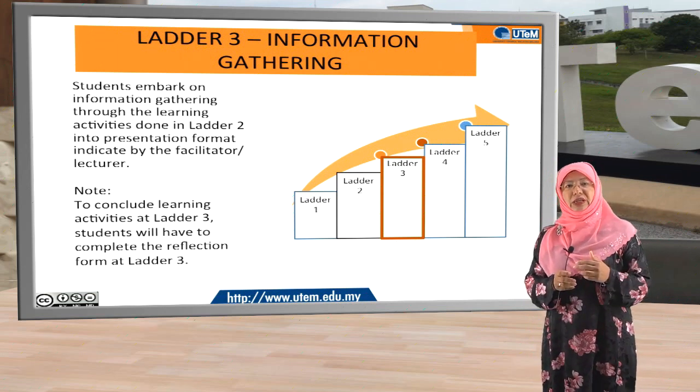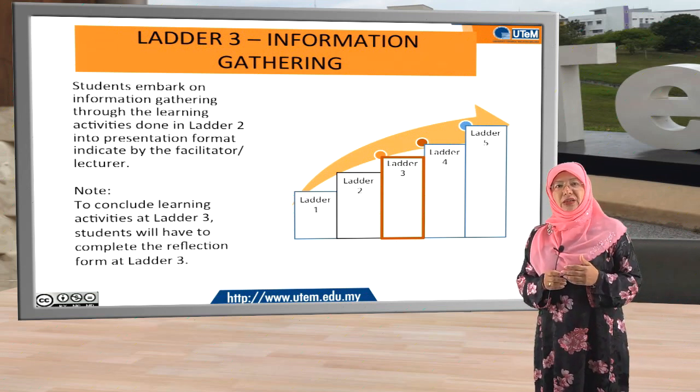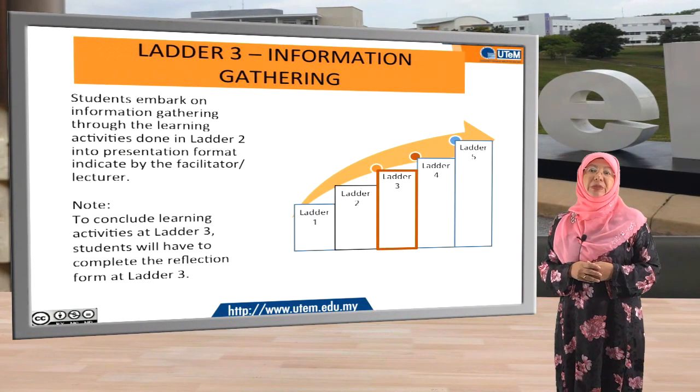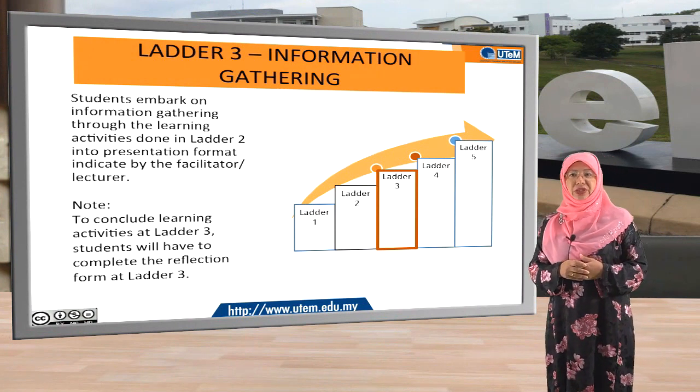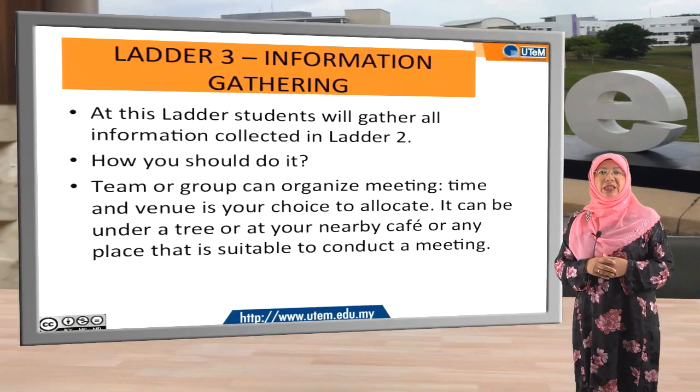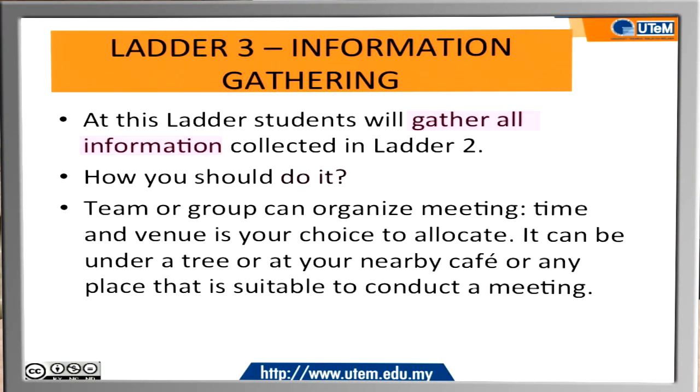To conclude letter 3 activities, the students still have to complete the reflection form at letter 3. You have to share your learning process and what you learned from letter 3. At this letter, students will gather all information collected in letter 2. How should you do it?